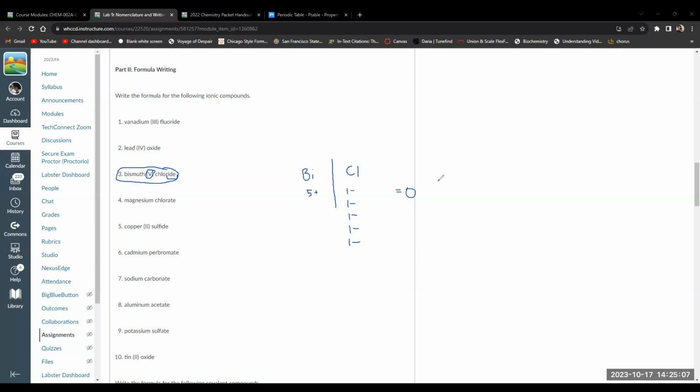So knowing this information, we can now write the formula. Bismuth and chlorine, except we have 5 chlorines now. Pretty easy. What'd you guys say?